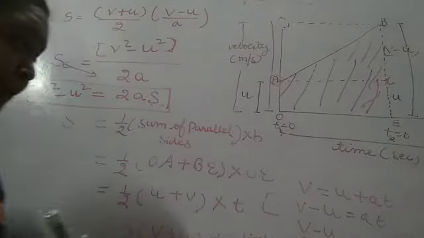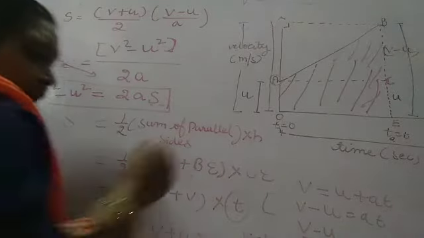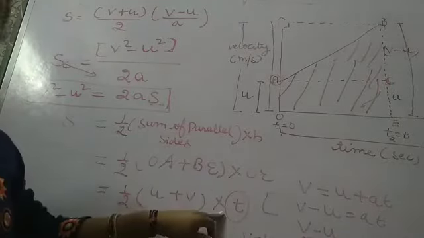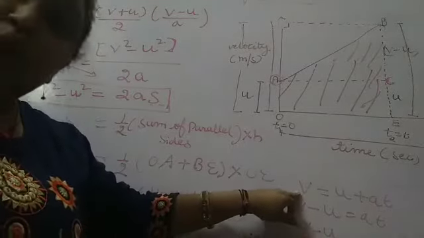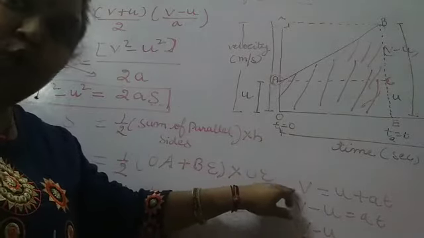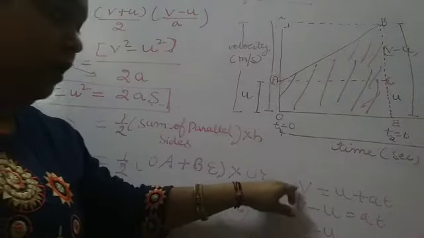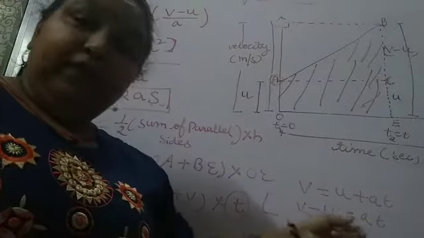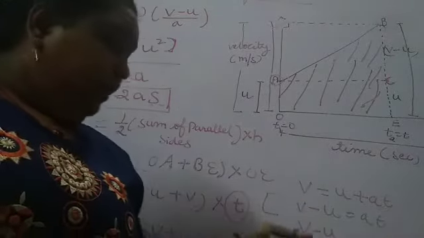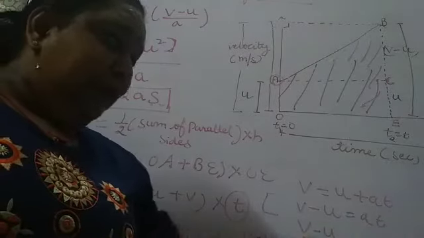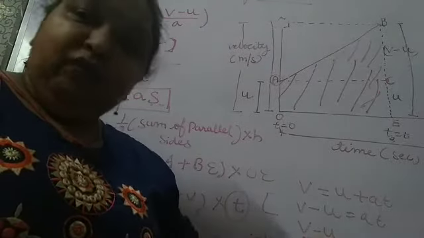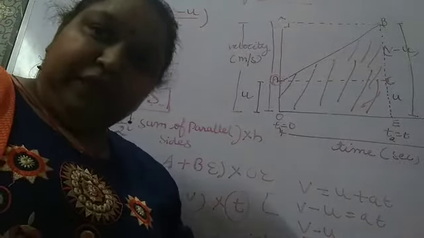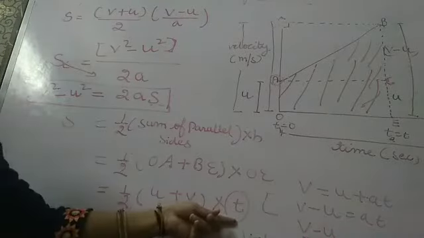Here I have to replace the value of T. How can I replace the value of T? By the first equation of motion. I know that according to the first equation of motion, V is equal to U plus AT. And V minus U is equal to AT. Okay. Then V minus U upon A is equal to T. From here, I will take the value of T and put it in my equation.